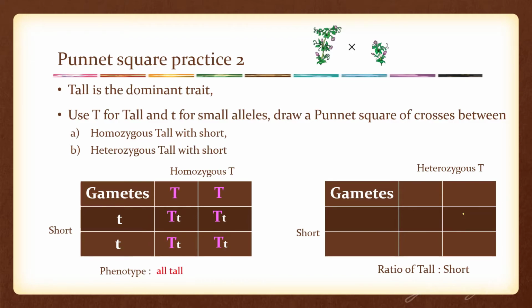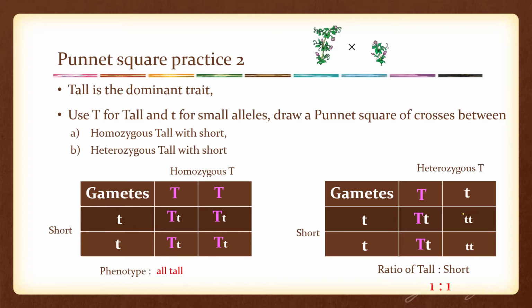As for part B, when we cross a heterozygous tall plant with a short plant, the alleles on the gametes will be as such, and this will be the cross result. From the result, you should be able to see that 50% of the offspring will contain the dominant allele, while 50% of the offspring will be homozygous recessive. That means they contain two recessive genes. So as a result, the ratio of tall to short plants in the F1 generation will be 1:1.